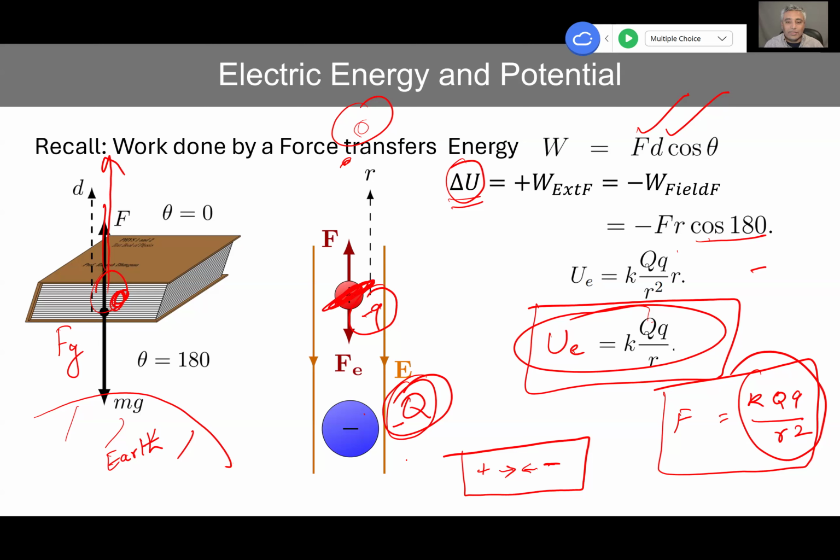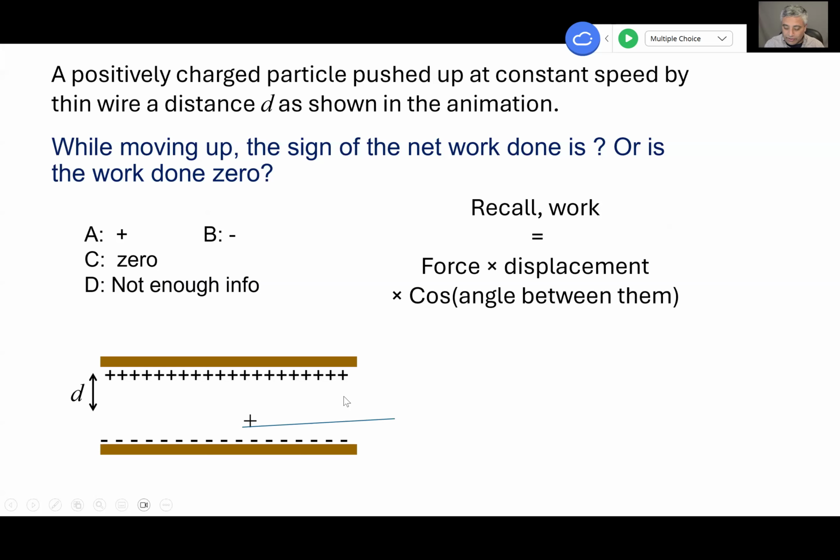Good thing about scalar quantity, we don't have to draw triangles and add vectors, unlike the case of force being vector, field being vector. Okay, so now with that, I have a question for you. So what do you think?